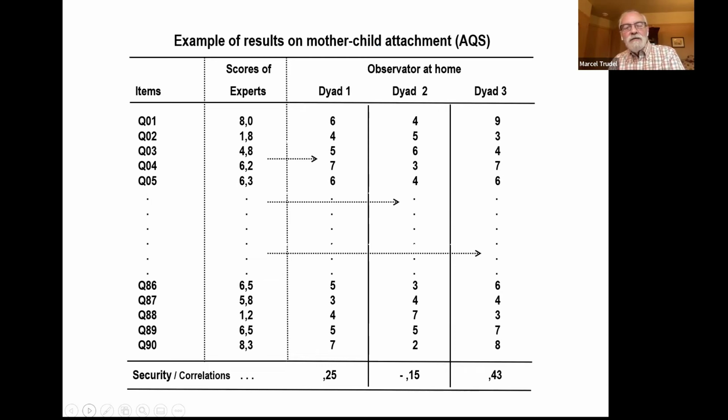That's one way we use the criteria score we were talking about a couple of minutes ago. It is the score of experts for the 90 items. After that, we correlate each dyad that we observe with this criteria.